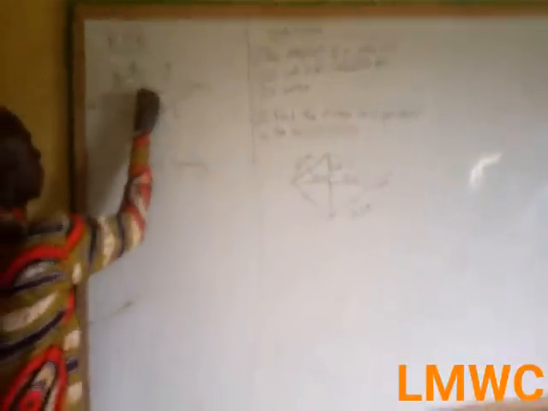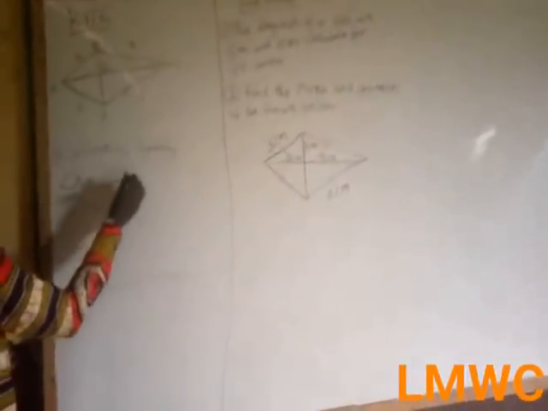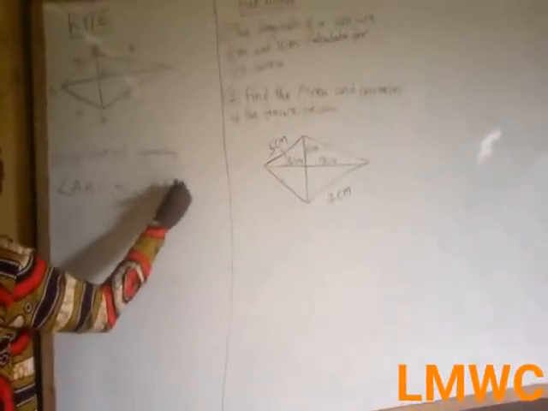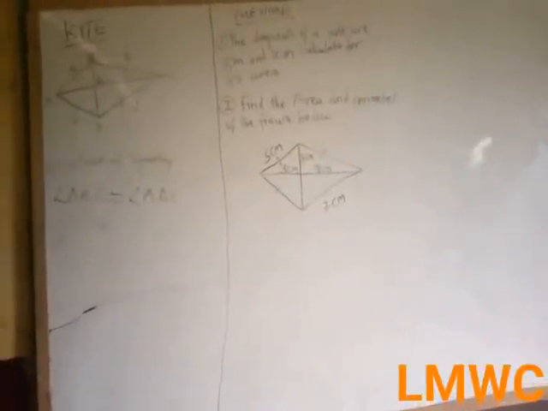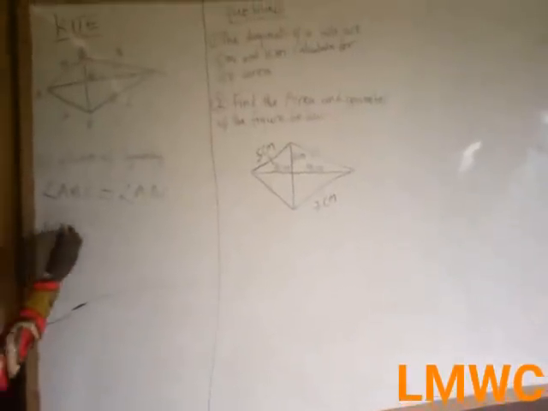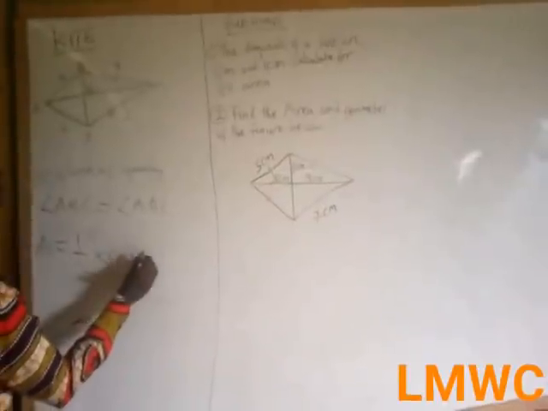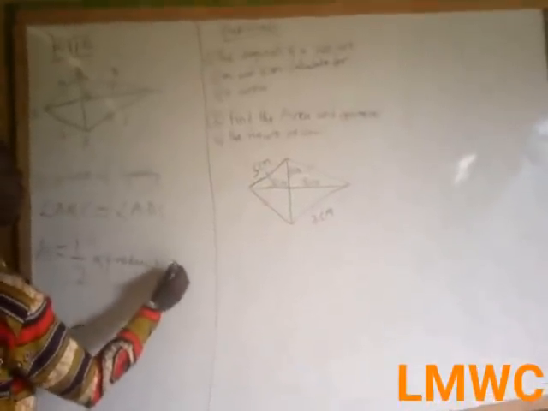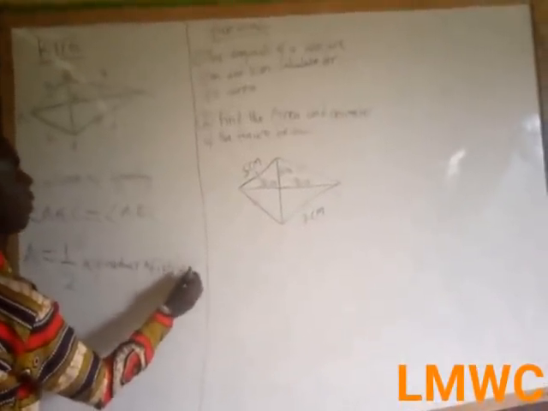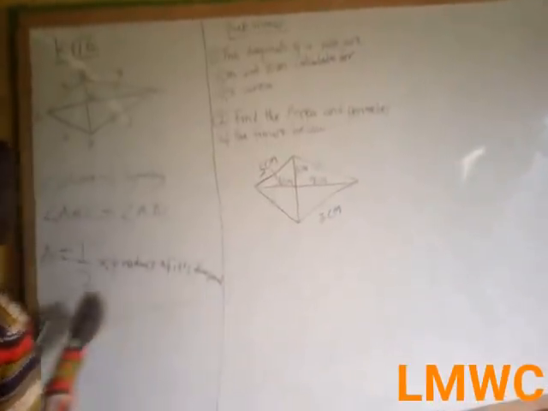AC is the line of symmetry. Angle ABC is equal to angle ADC. This angle is equal to this angle. So for a kite, you should know the area formula. The area of a kite is equal to half times the product of its diagonals. And the perimeter is the summation of its sides.